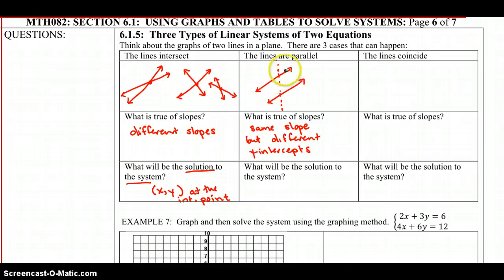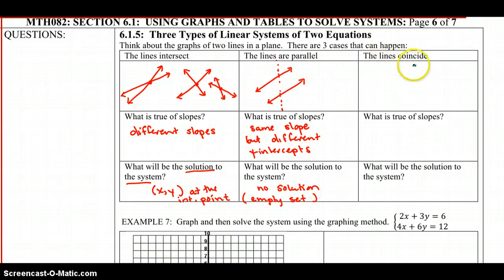And so again, if we're looking for the intersection point, a point that both lines share, these lines are parallel and will never intersect. So this type of system that contains parallel lines would have no solution, or sometimes in the homework they'll say that the solution set is the empty set.